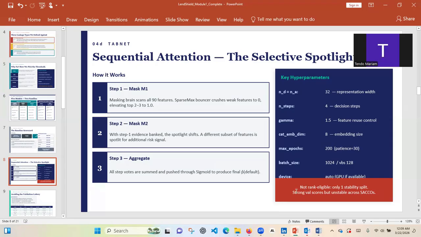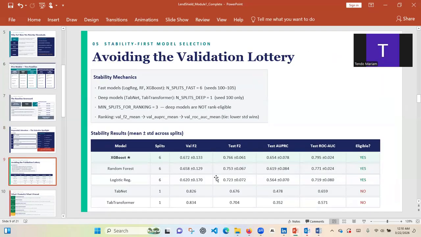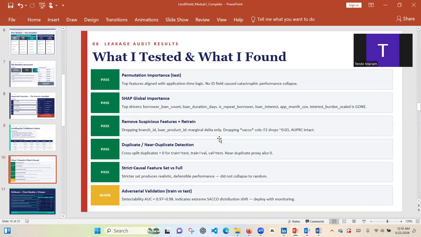So here, the results show only strong variable scores, but unstable across circles. Therefore, this is just the validation lottery. I wanted to explain what I tested and what I found. I tested permutation importance, and here the top features aligned with the application time logic, and no ID field caused a catastrophic performance collapse. I didn't get any collapse in the features.